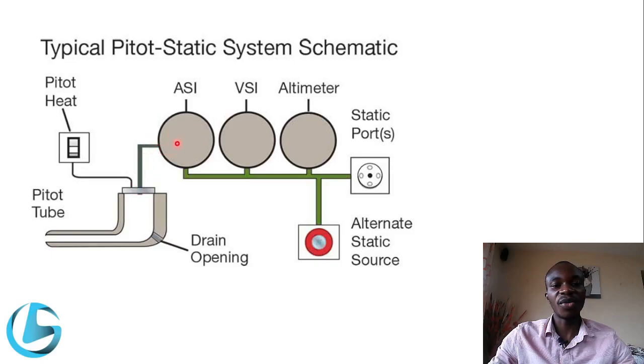So this is the line that brings pitot pressure to the airspeed indicator, and this is the line that brings static pressure to the indicator. It is the only instrument of the three that we have discussed that uses differential pressure.